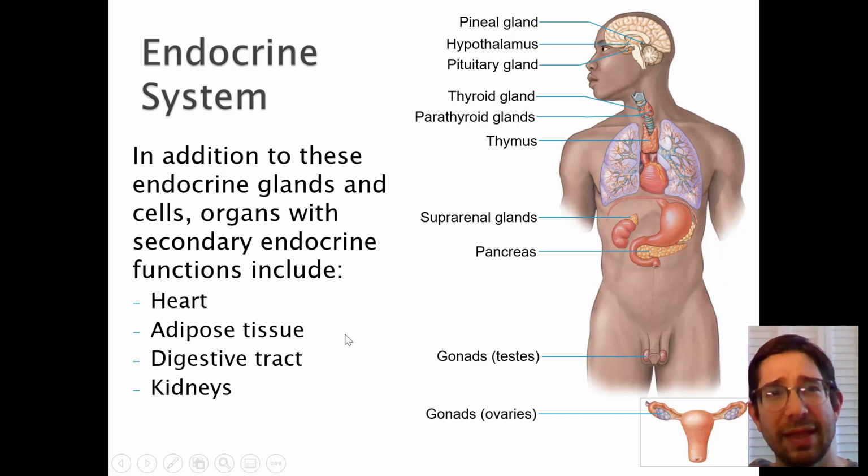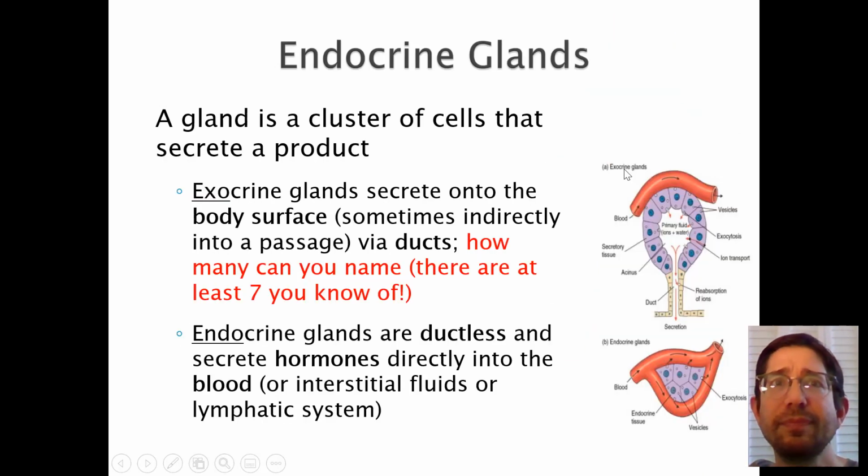But a note here on the side shows you that there are other organs in your body that have secondary endocrine functions. Like the heart can make a hormone that helps regulate appetite, your digestive tract, your kidneys. Some of these parts of your body, we will talk about the hormones that they make later on, but mostly we'll just hit the major ones now over on this side of your screen.